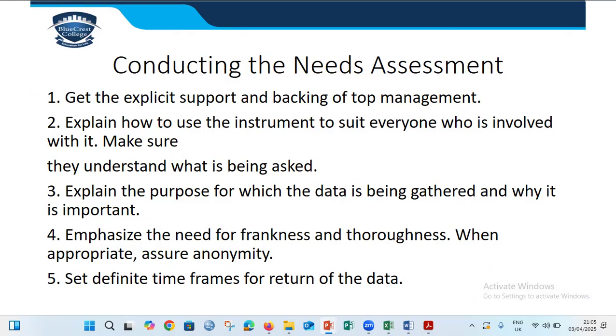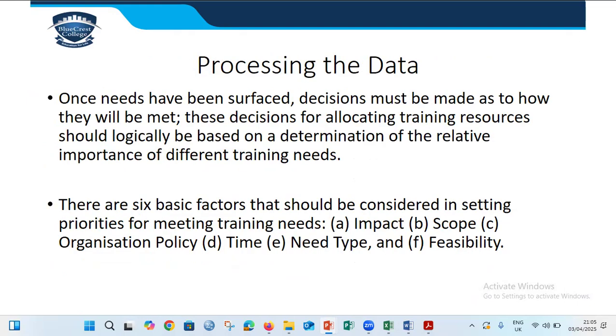And then the last step is to set definite time frames for the return of the data you are collecting. Okay, so you are collecting the data, ensure that you give them timelines. Otherwise, people will take your questionnaire and they will not return it. So set the time frame on when the data should be returned.